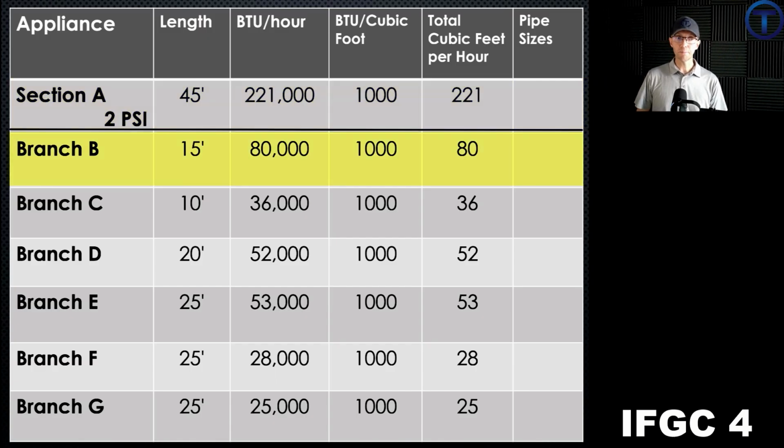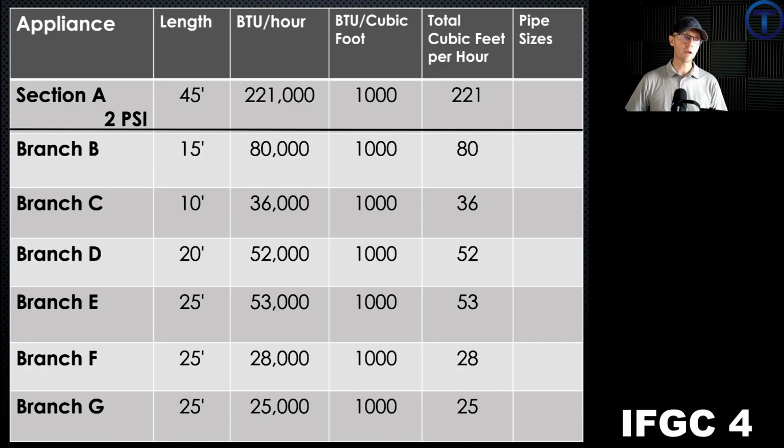The branches, branch B, 80,000 BTUs, so we get 80 cubic feet per hour. Branch C, 36,000 BTUs, we divide and get 36 cubic feet per hour. Branch D, 52,000 BTUs, we divide and we get 52 cubic feet per hour. Branch E, we've got 53,000 BTUs, we divide and get 53 cubic feet per hour. Branch F, we've got 28,000 BTUs, we divide and get 28 cubic feet per hour. And branch G, we've got 25,000 BTUs, we divide and get 25 cubic feet per hour. That completes our cubic feet per hour list, and that means we're ready to go do some sizing.